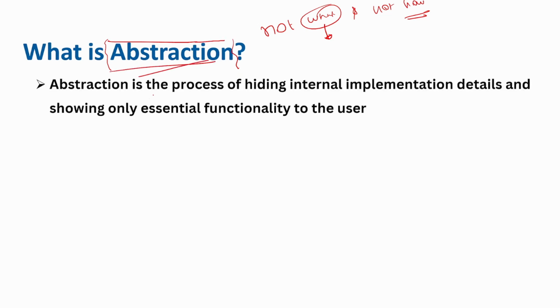So what is abstraction? Basically, our checkout class only needs to understand what and not how. We want to hide the implementation or complexity from our checkout class. This is abstraction. Abstraction is the process of hiding internal implementation detail and showing only essential functionality to the user or another class that is using it.